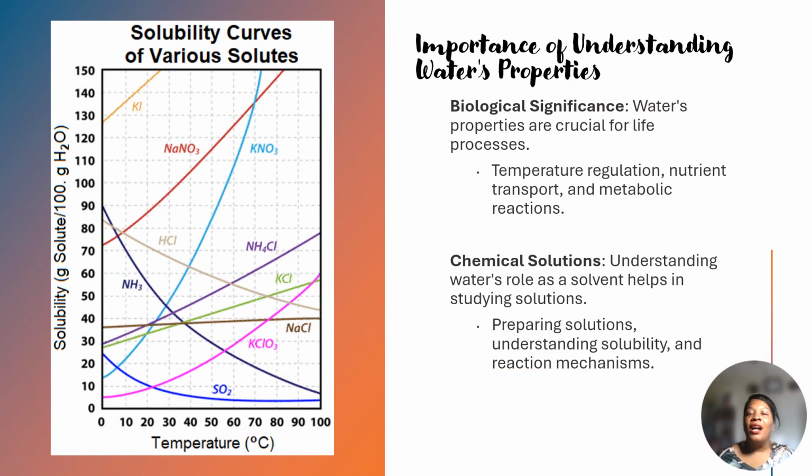Now, there's this other concept that you all need to know, and that is the importance of understanding water properties as it relates to two concepts, biological significance and chemical solutions. The biological significance is water's properties being crucial for life processes such as temperature regulation, nutrient transport, and metabolic reactions. For chemical solutions, on the other hand, you need to understand water's role as a solvent in terms of how it helps to study these solutions, because you need to know how solutions are prepared by understanding solubility and reaction mechanisms.